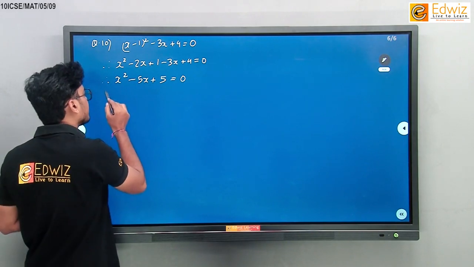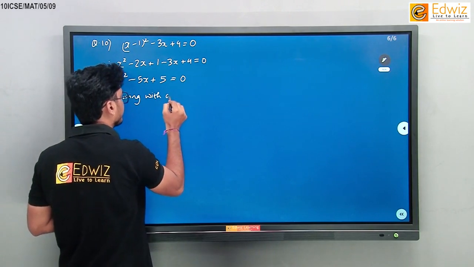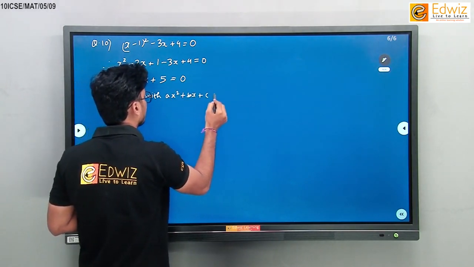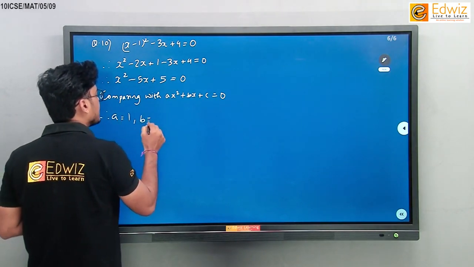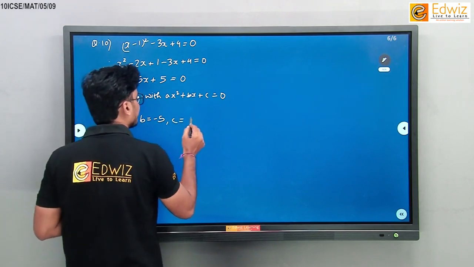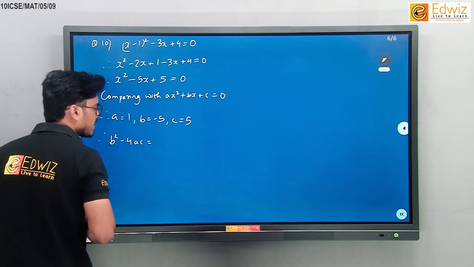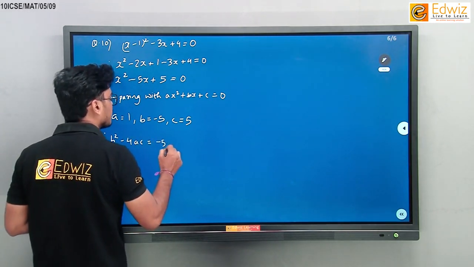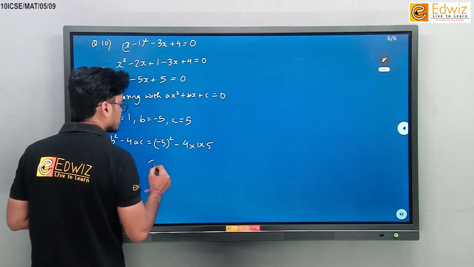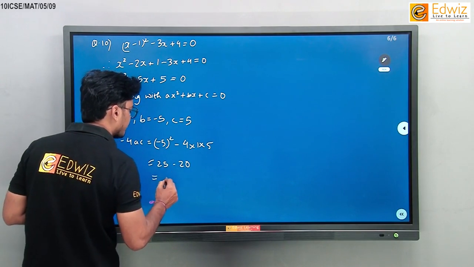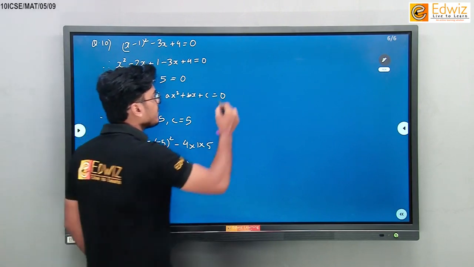Now compare it with the standard form. Okay, the value of a is 1, b is minus 5 and c is 5. Okay, so what is b square minus 4ac? b square minus 4ac is minus 5 the whole square minus 4 into 1 into 5. Okay, so 25 minus 20, which is 5. This is the value of b square minus 4ac. Now let us solve the value of x.